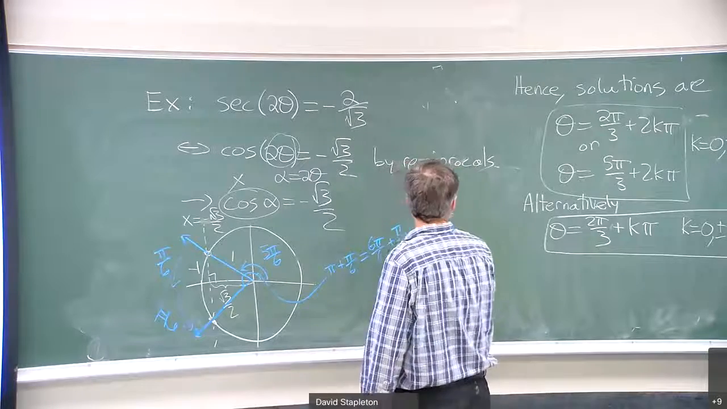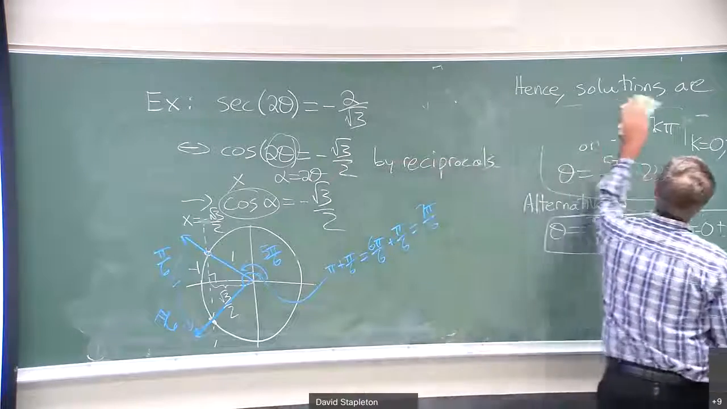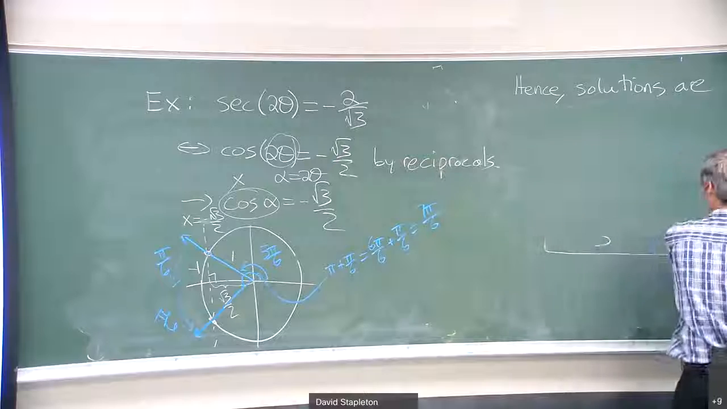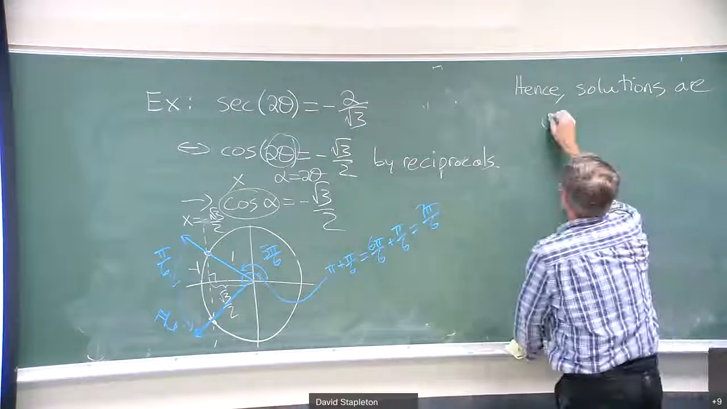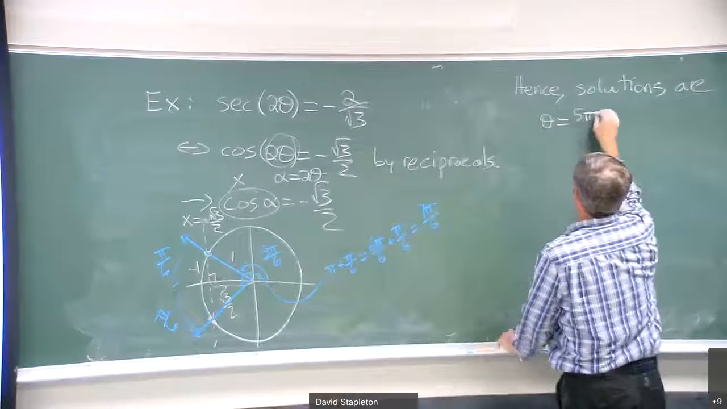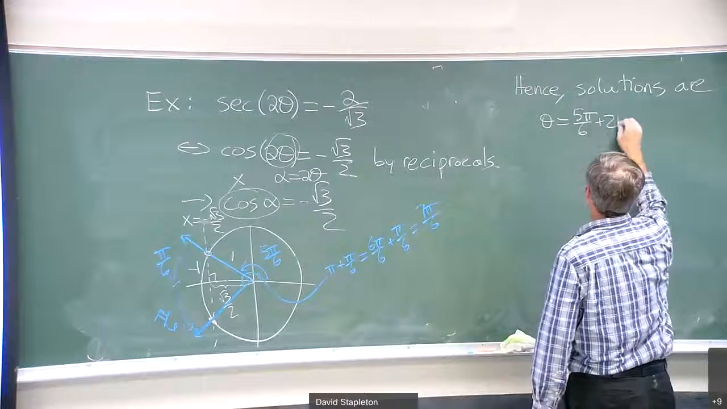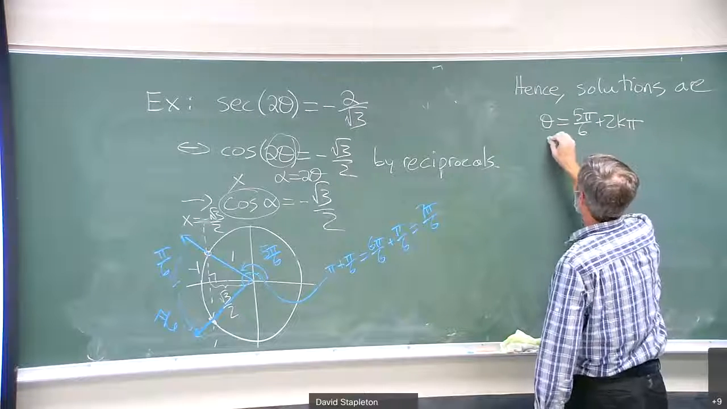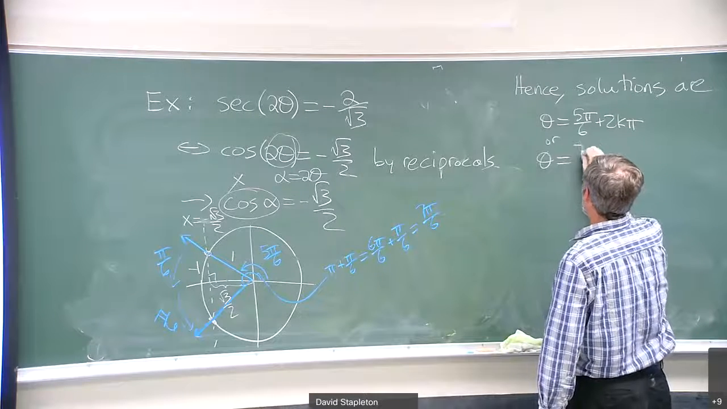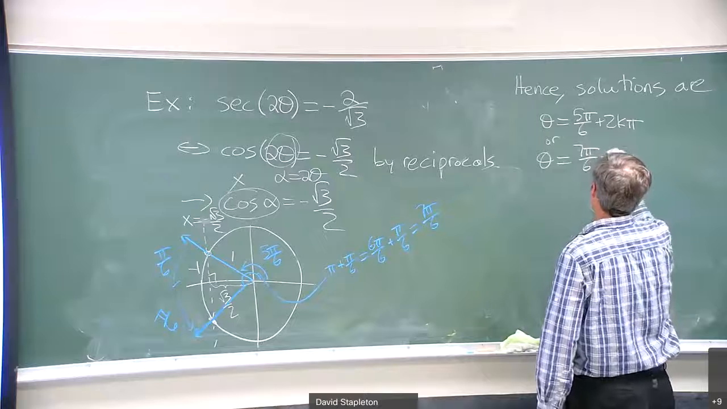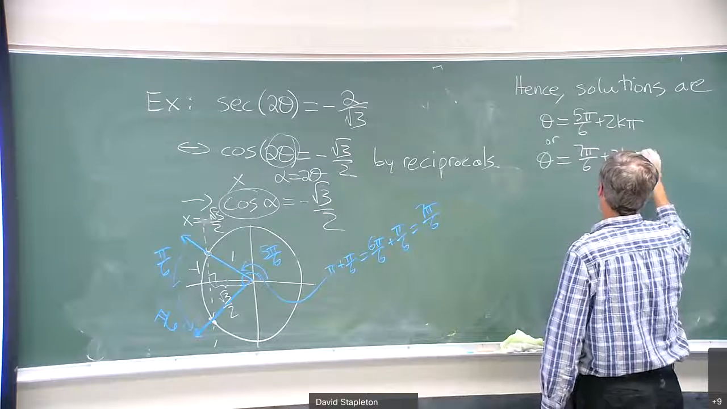So the solutions here are now theta equals 5 pi over 6 plus 2k pi, and theta equals 7 pi over 6 plus 2k pi. And I can't write these combined because they aren't straight across from each other.